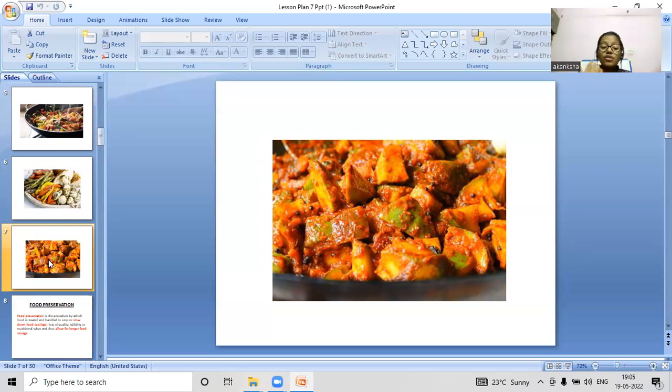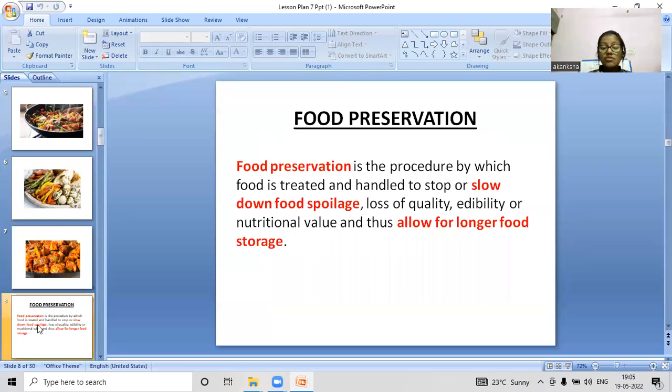Today we are going to study food preservation: what it is, what the methods of food preservation are, and what different things we use for food preservation. The definition of food preservation is a process by which food is treated and handled to stop or slow down food spoilage or the loss of quality, edibility, or nutritional value, and thus allow for longer food storage. So this was the proper definition for food preservation.